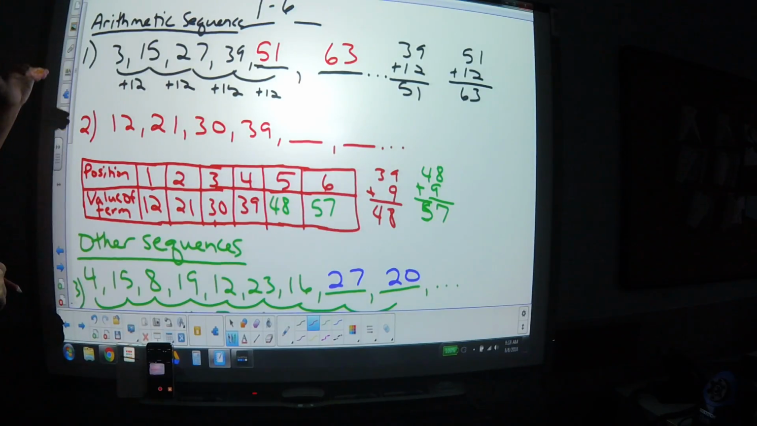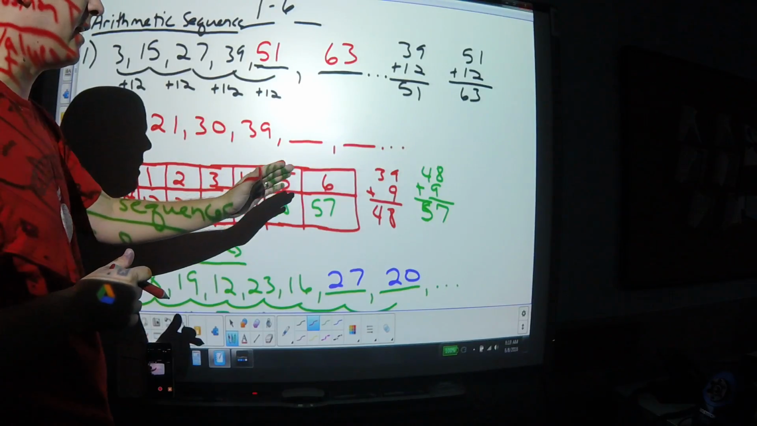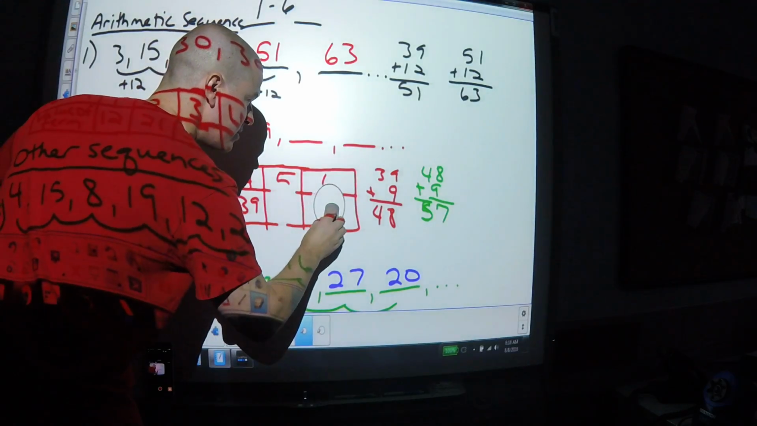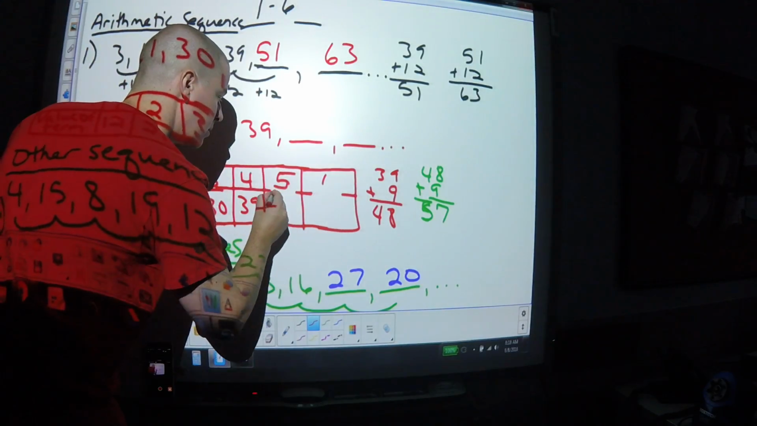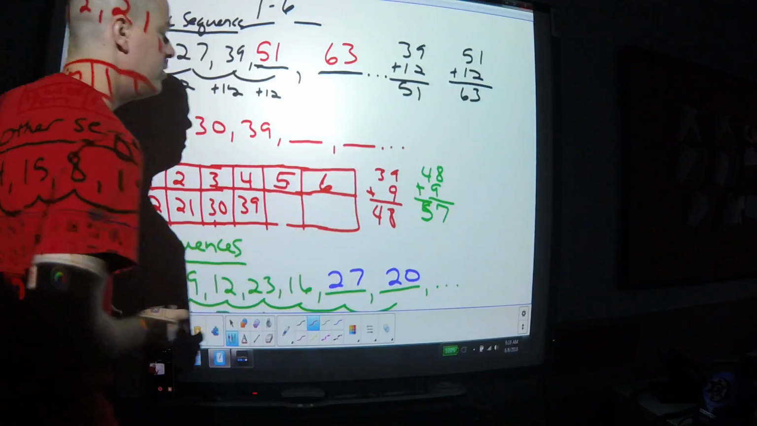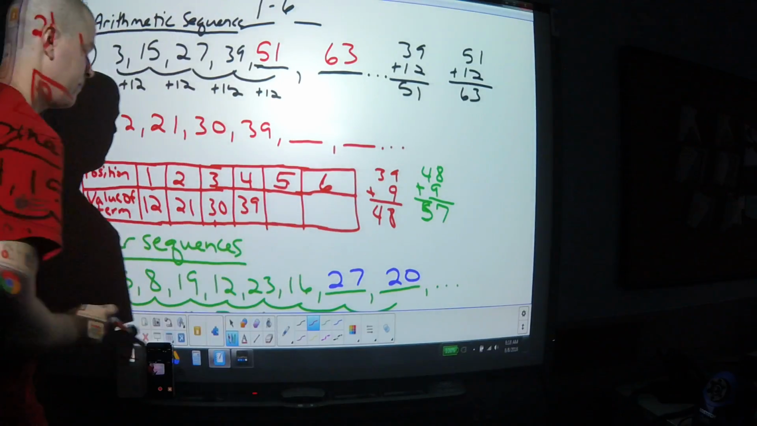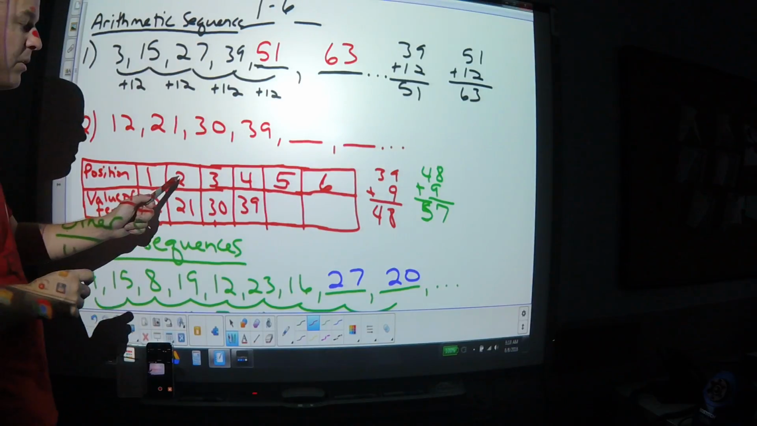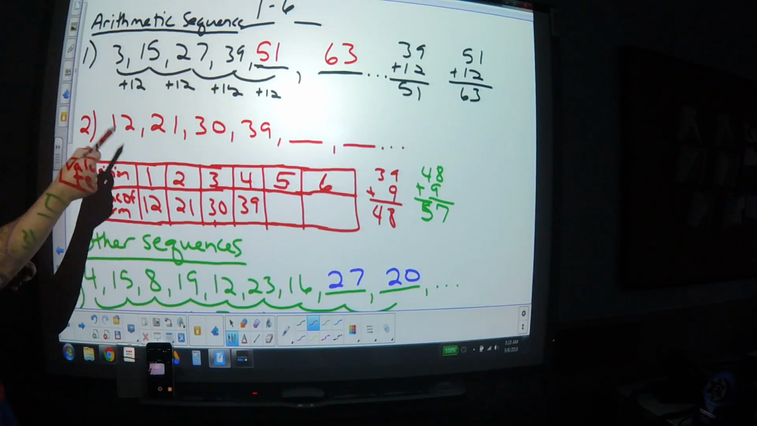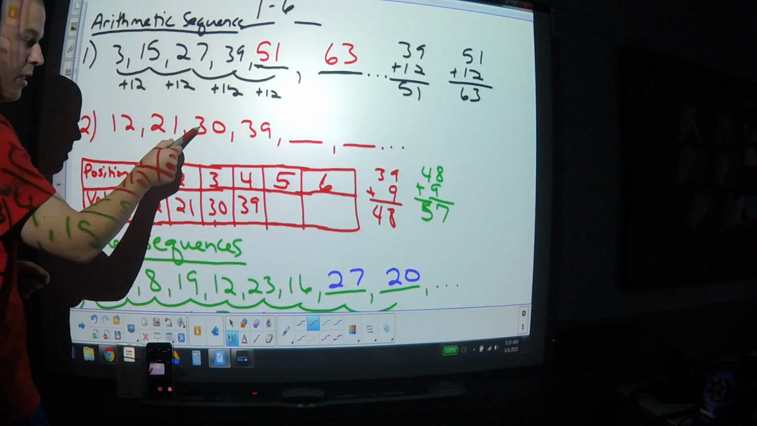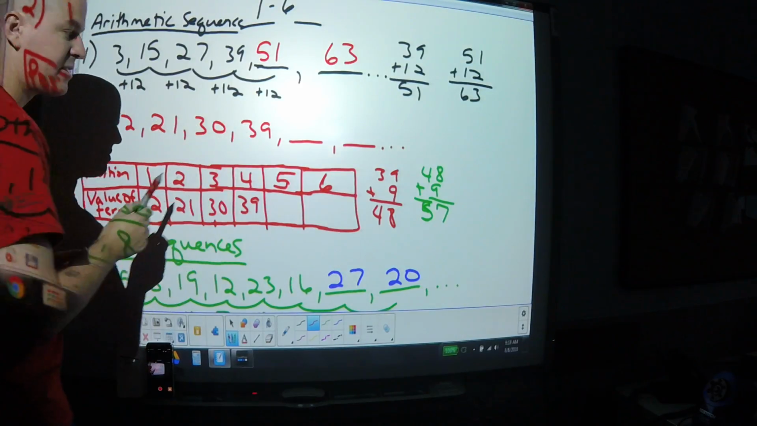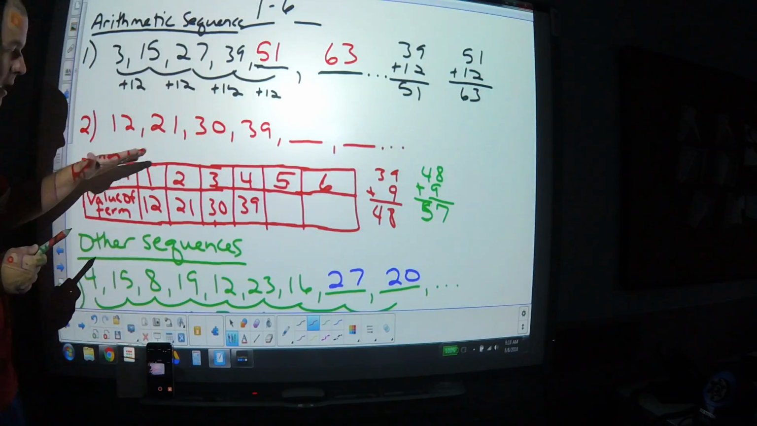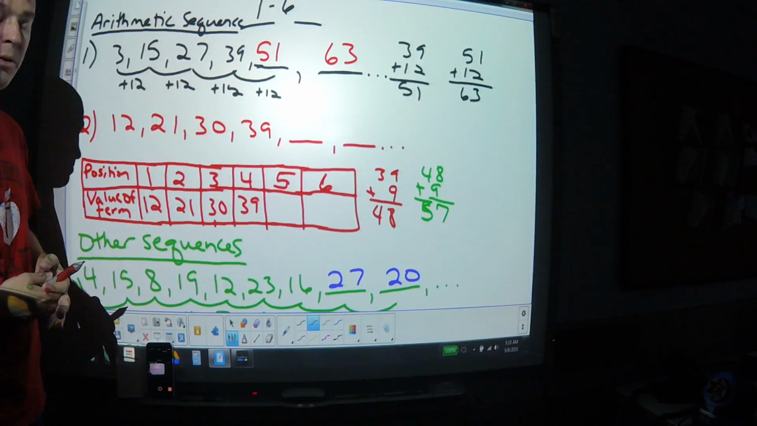So on the second one, we're doing the same exact thing. The only difference is now we're going to use a table. So now we're going to use a sequence table. The position, which is what term number it is. So the first term is 12, second term is 21, third term is 30, fourth term is 39. Okay? And all we did was take these terms that were up here and put them in a table.